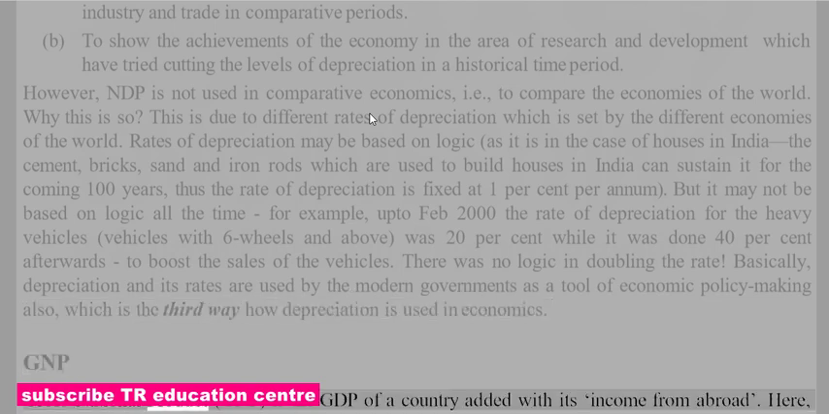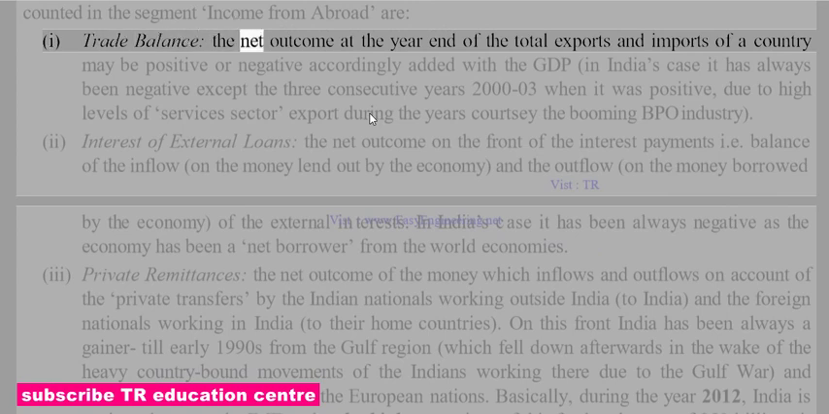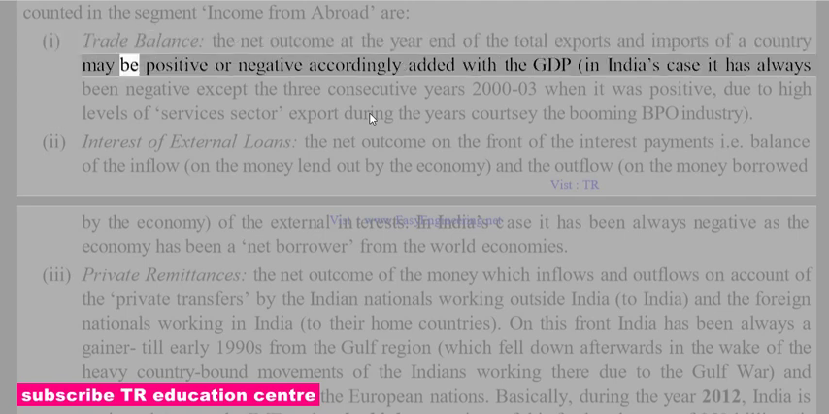GNP, gross national product, is the GDP of a country added with its income from abroad. Here, the transboundary economic activities of an economy are also taken into account. The items which are counted in the segment, income from abroad, are: 1. Trade balance. The net outcome at the year end of the total exports and imports of a country, which may be positive or negative, is accordingly added to the GDP.